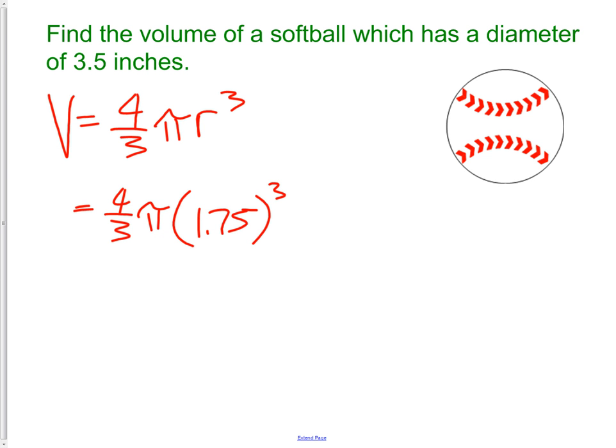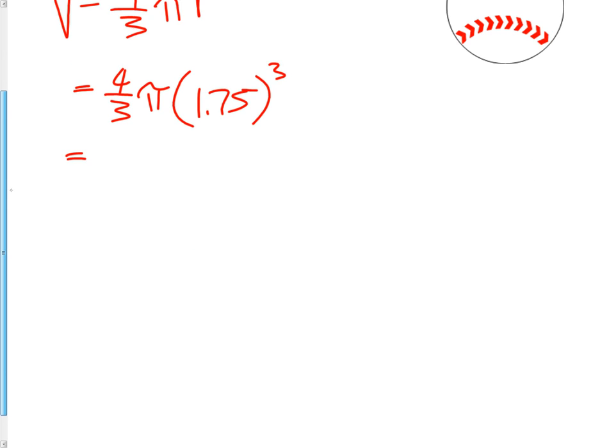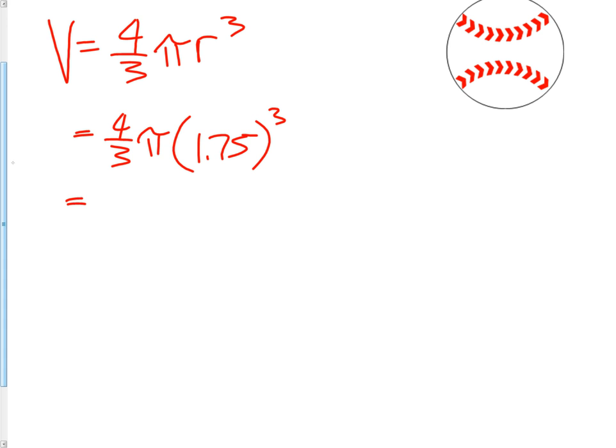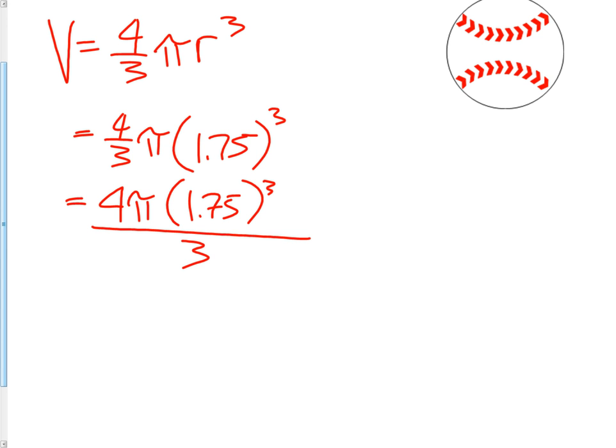cubed. Now if you'll remember from the last section, we can actually do something here that makes entering this in the calculator maybe a little bit easier if you don't want to use the fraction button. And that is, we can take 4 times pi times 1.75 cubed and divide all of that by 3. So go ahead and enter that into your calculator and see if you can get this to work. Again, it's good to always test these out before seeing my answer so that you actually know how to enter these into your calculator.